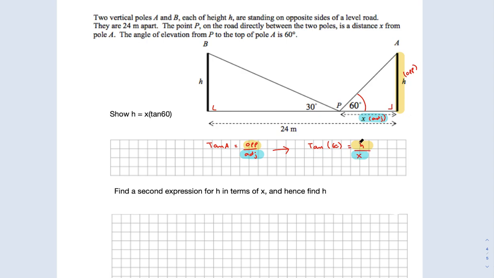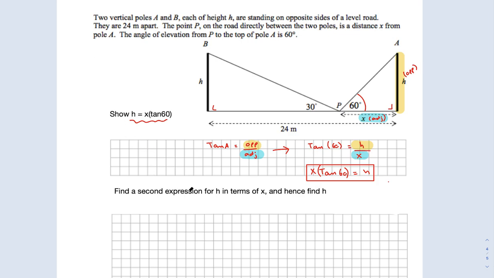Now I need to rearrange this so that I get h on its own. How do I get rid of the other thing attached to the h? That x is dividing into h, and the opposite of divide is multiply. So I multiply up and I get x multiplied by tan of 60 is equal to h. Isn't that what they asked us to show? I can put brackets around it to show that it's multiplied. So that's the first part done.